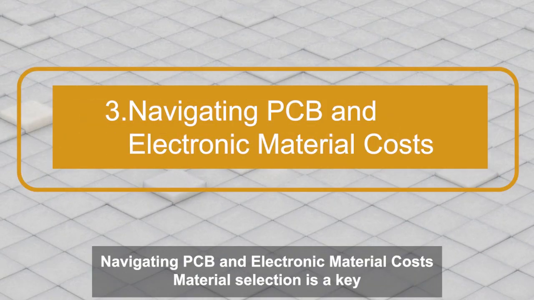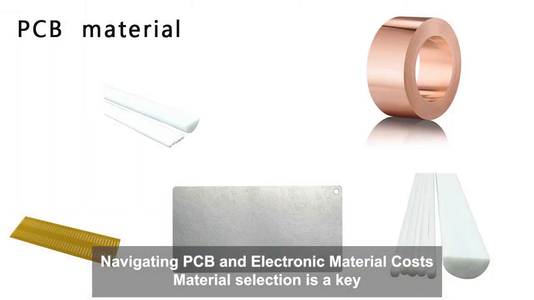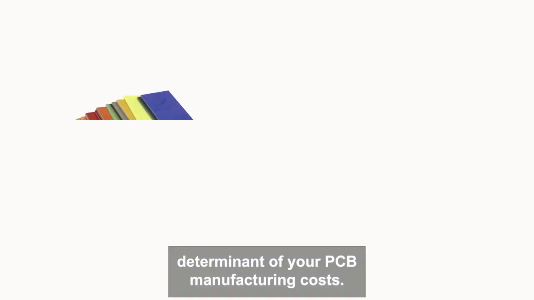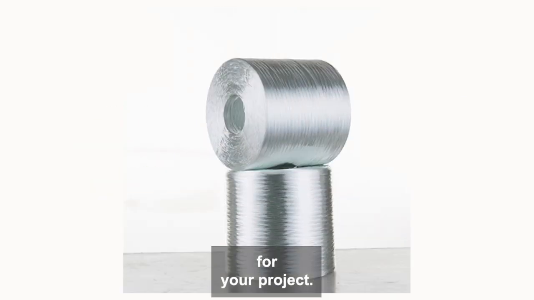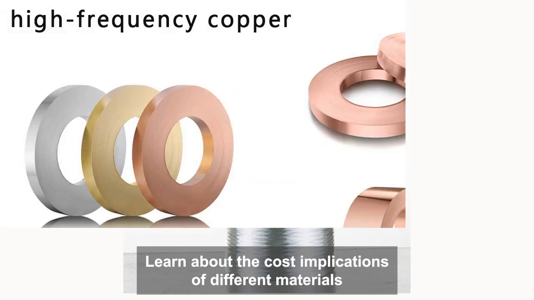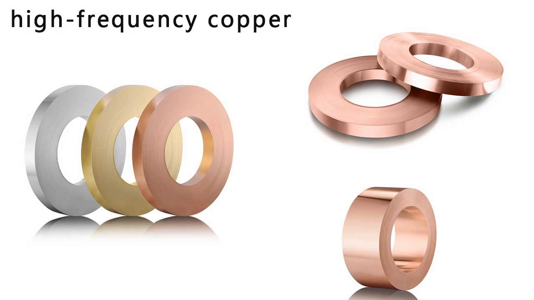3. Navigating PCB and electronic material costs. Material selection is a key determinant of your PCB manufacturing costs. Delve into the world of materials, exploring the best choices for your project. Learn about the cost implications of different materials and how selecting the right ones can optimize your budget.